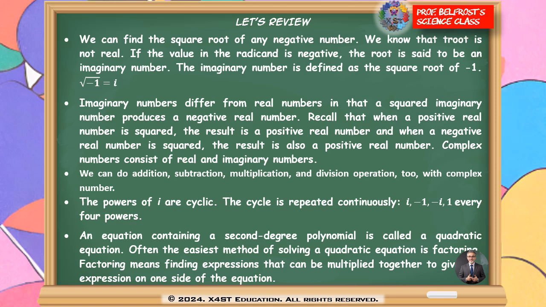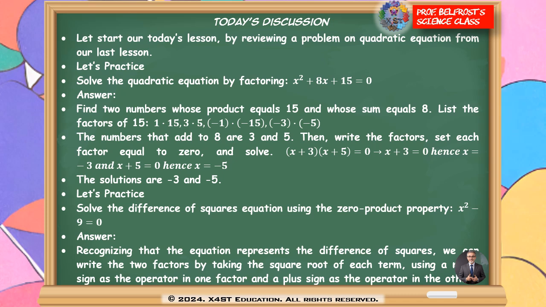And we can do addition, subtraction, multiplication, and division operations too with complex numbers. Also, you know that the powers of i are cyclic, so the cycle is repeated continuously in order: i, minus 1, minus i, and 1, every 4 powers. And an equation containing a second degree polynomial is called a quadratic equation, and often the easiest method to solve this is by factoring, which means to find the expressions that can be multiplied together to give the expression on one side of the equation. Okay, that's done for the review. Let's start our today's discussion.